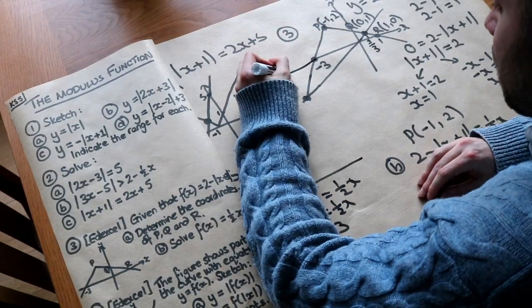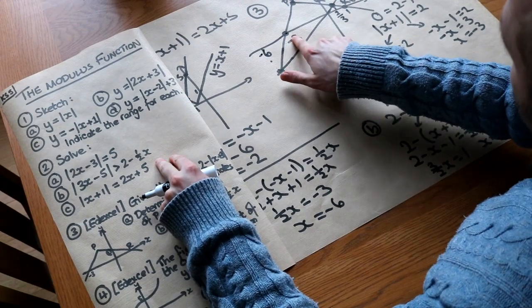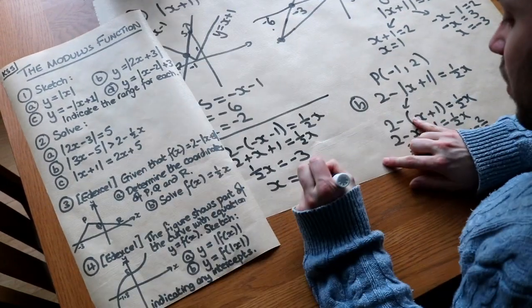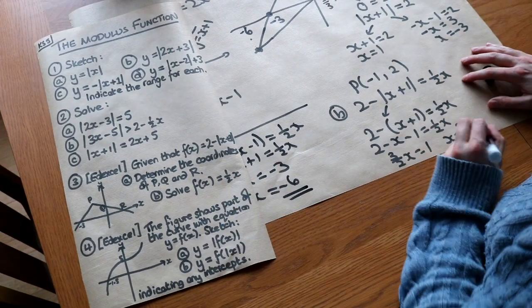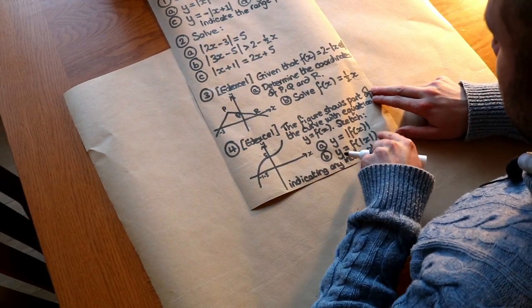So we can see this x value here is at minus 6, which makes sense because it's further away from 0 than that minus 3 there. So those are our two solutions to this equation. And then finally, we're going to look at modulus transformations.